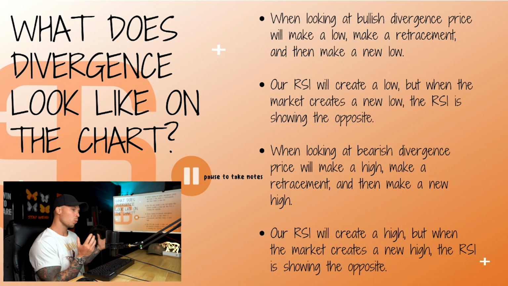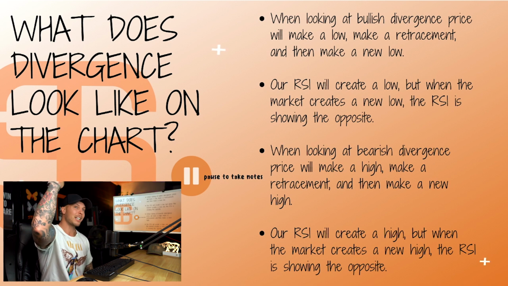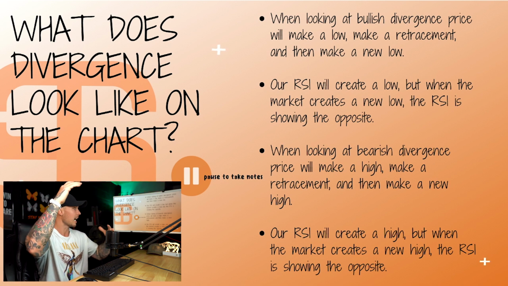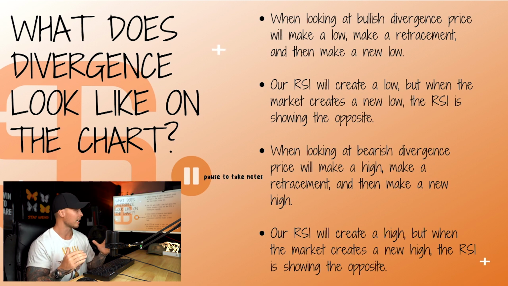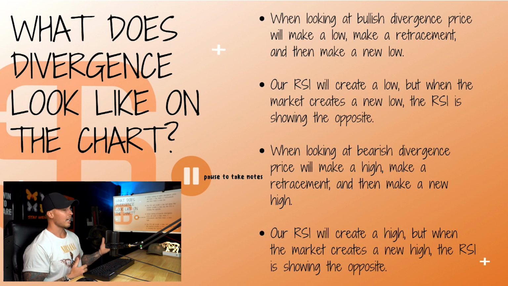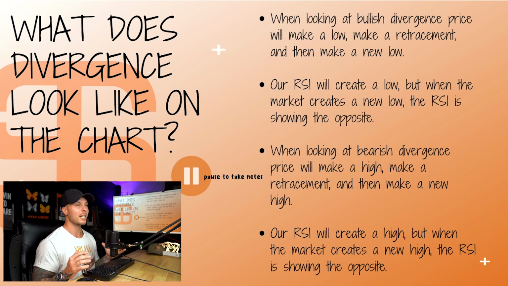Now, looking at bearish divergence, price is going to make a high, make a retracement, and then make a new high above that previous high. When that happens, we need to have the first leg of the divergence move. It has to be a shark fin right there, and then the second leg has to make that divergence right there. Our RSI is going to create a high, but when the market creates a new high, the RSI is going to show the opposite. That's important within this trading setup, okay?